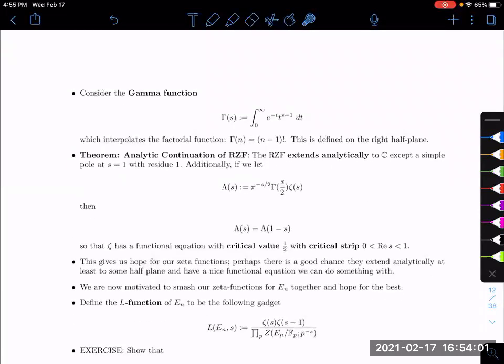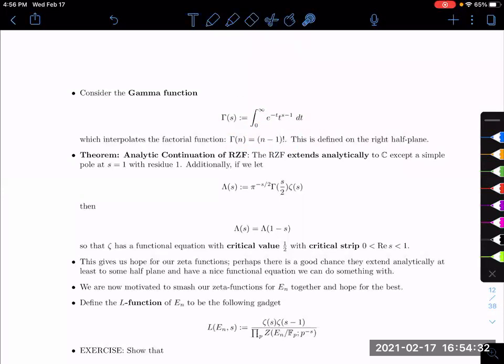Okay. If you've never heard of it, what's the gamma function? Capital gamma of s. s is again a complex variable here. It's the integral from 0 to infinity of e to the negative t times t to the s minus 1 dt. And I'm sure most, if not all of you know that this function is famous for interpolating the factorial function, in the sense that if you plug n in for s here, you actually just get (n minus 1) factorial. And this function is defined on the right half plane.